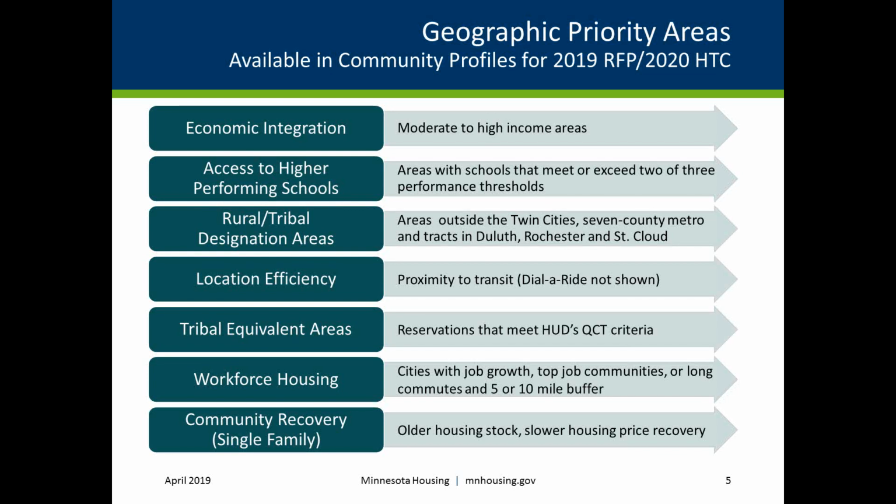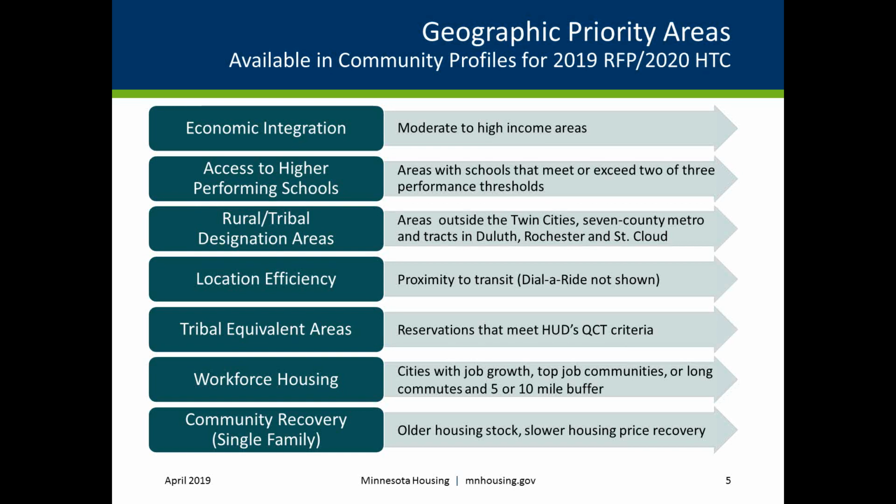Economic integration applies to census tracts in the Twin Cities 7-county metro area, along with tracts in Duluth, St. Cloud, and Rochester. Included within community profiles are census tracts within the Twin Cities, Duluth, St. Cloud, and Rochester that meet the first and second tier points in Minnesota Housing's Qualified Allocation Plan, also known as the QAP. Areas not eligible for economic integration points can be added as the rural tribal designated areas.